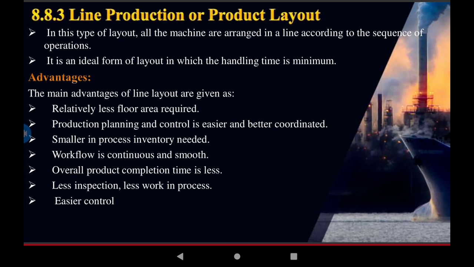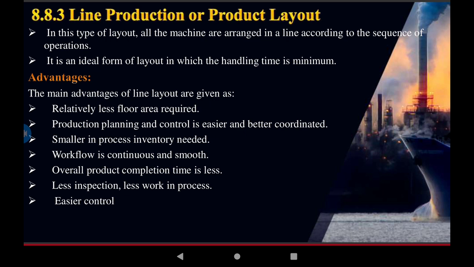Line production, or product layout: in this type of layout, all the machines are arranged in a line according to the sequence of operations. This is the ideal form of layout. In a production line layout, the handling time is minimal, and a large number of products is completed in a short time.